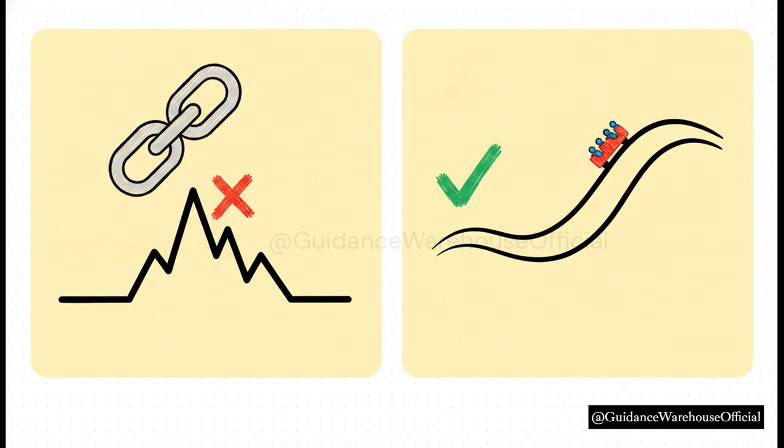Theorem 3.1. Think of continuous as just meaning the line is connected, with no physical breaks. But differentiable, that means the curve is smooth, with predictable, calculable slopes. So the absolute key takeaway here is this. If a function is differentiable, it must be continuous. But, and this is a huge catch, a continuous function is not always differentiable.